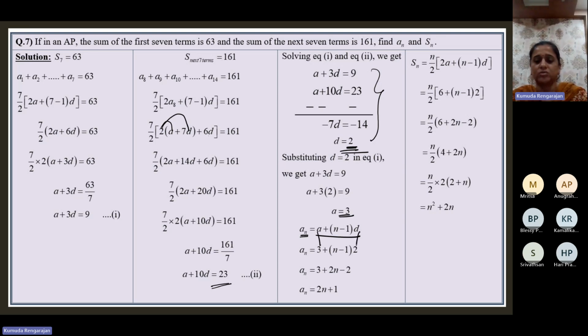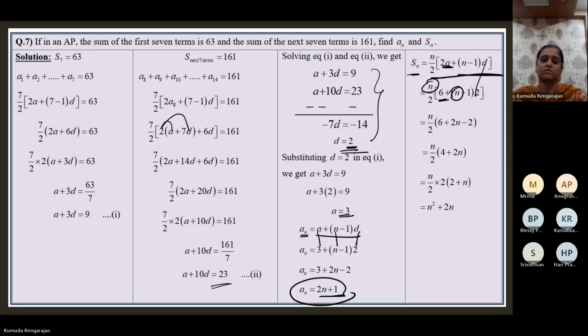a is 3, d is 2. n is n. So you get a linear expression in n for a_n. S_n is n by 2 of 2a plus (n minus 1) into d. n will remain n. Substitute the values for a and d. So 2a is 2 into 3, which is 6, and d is 2. When you work this, 2 cancels, and n into n is n squared. So you get n squared plus 2n. Quadratic.